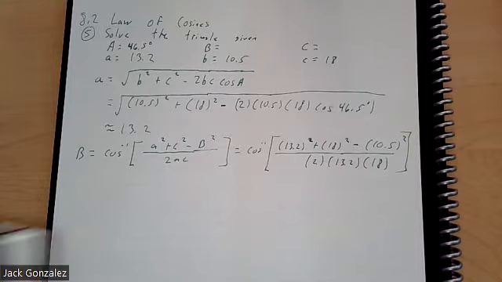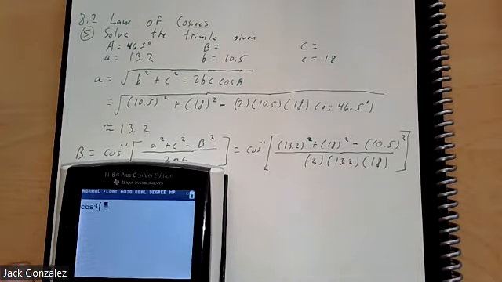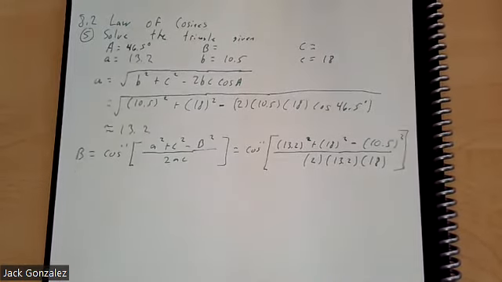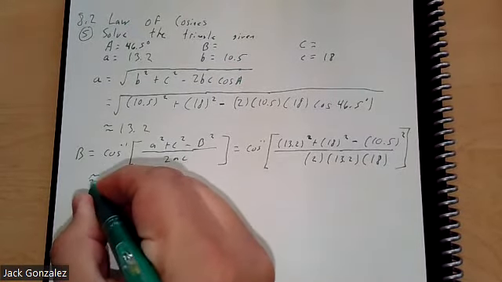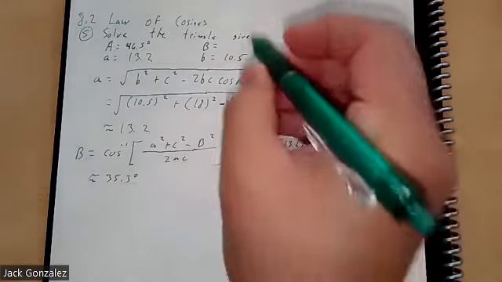See what that is? Cosine inverse. Use the fraction button, make it prettier. It'll be 13.2 squared plus 18 squared minus 10.5 squared over 2 times 13.2 times 18. All right. So we'll round to one decimal, 35.3 degrees.